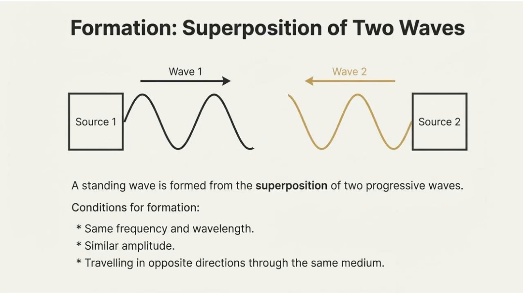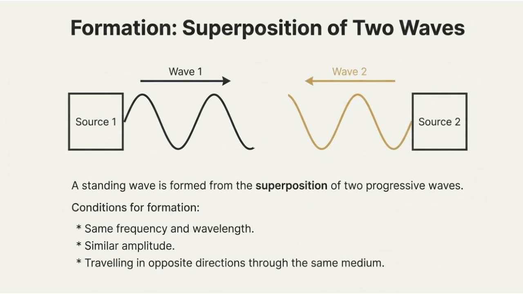When two waves with the same frequency and wavelength travel through the same medium but in opposite directions, they can overlap or superpose. For this superposition to create a standing wave, the two waves must also have similar amplitudes. This interaction results in a wave pattern that vibrates in one direction but has no transverse linear motion, even though it's made up of two waves moving in opposite directions.